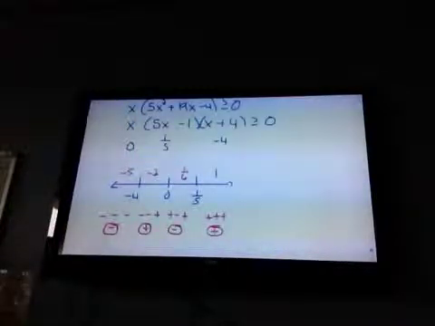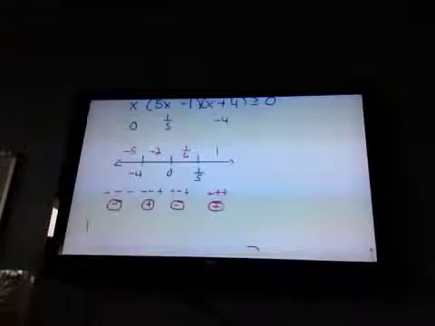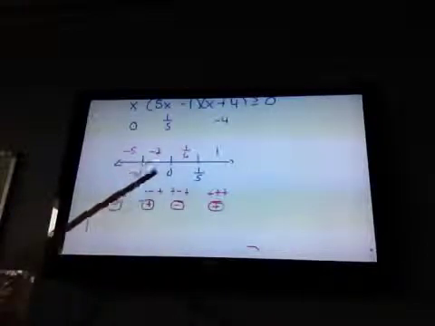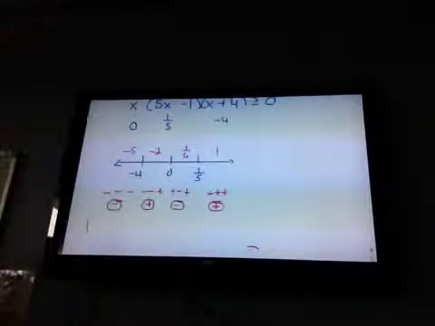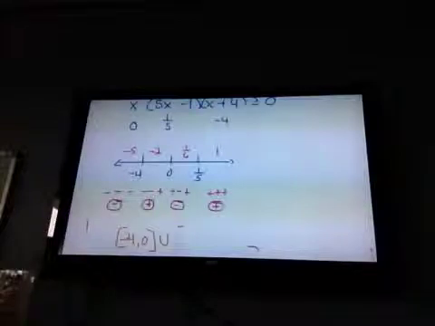And we want the numbers that are greater than or equal to 0. So that means we want positive numbers. So they include these here, between and including negative 4 up to 0, unioned with, including 1/5 to positive infinity.